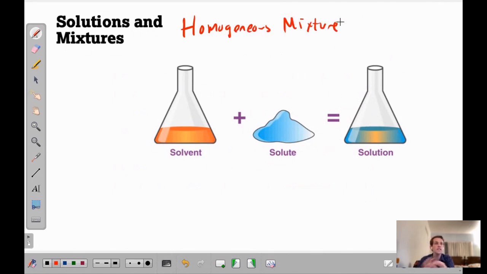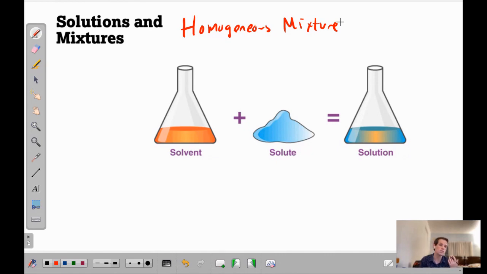It basically means that the solute being dissolved is evenly distributed all throughout the solution. So it's not like there's a clump of it. Like if you put sand in water, that's not a solution. That's a heterogeneous mixture. All the sand's going to sit at the bottom. But a homogeneous mixture is evenly distributed all the way throughout.